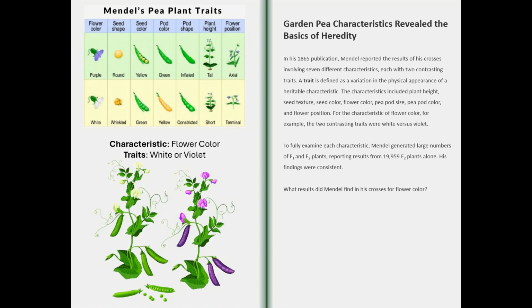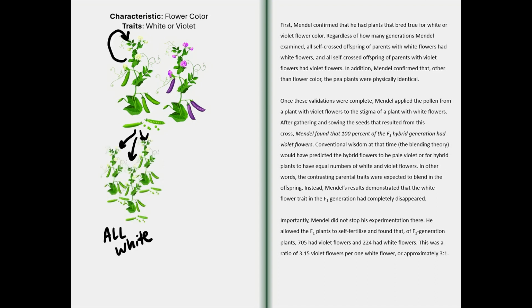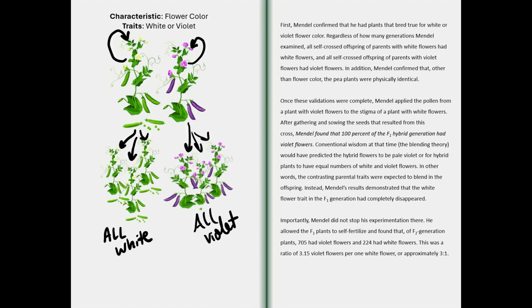First, Mendel confirmed that he had plants that bred true for white or violet flower color. Regardless of how many generations Mendel examined, all self-crossed offspring of parents with white flowers had white flowers, and all self-crossed offspring of parents with violet flowers had violet flowers. And in addition, Mendel confirmed that other than flower color, the pea plants were physically identical.